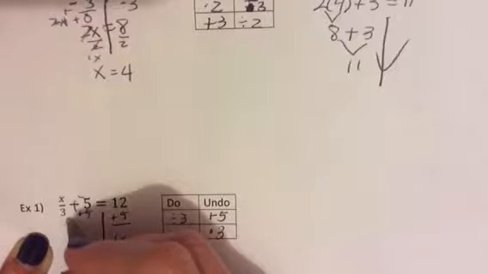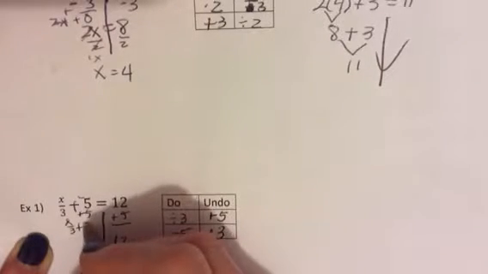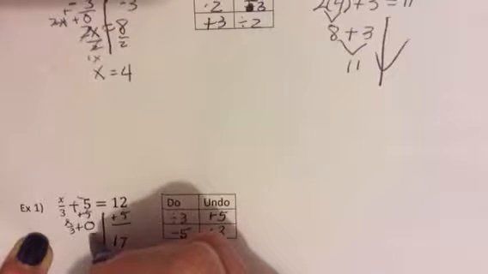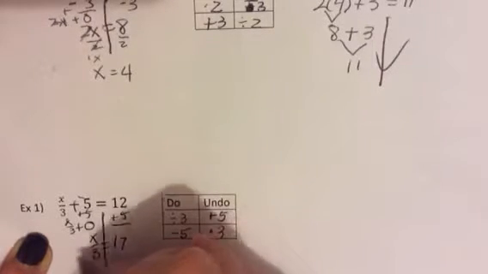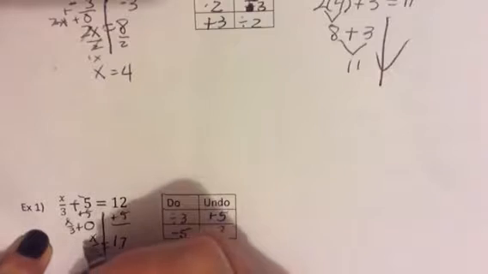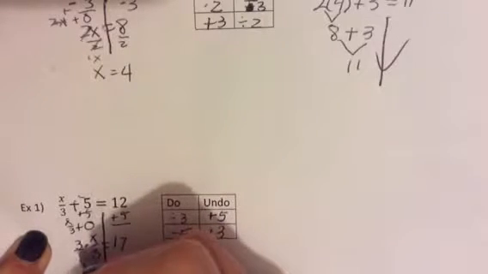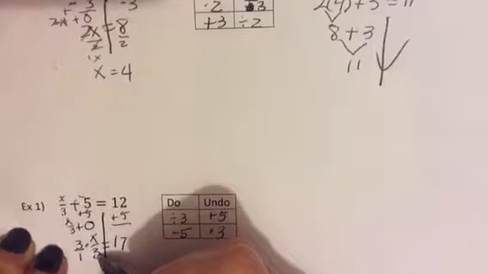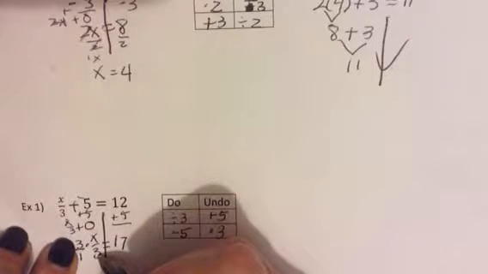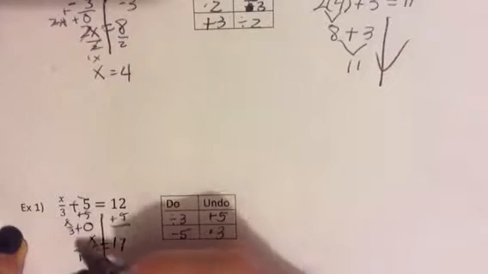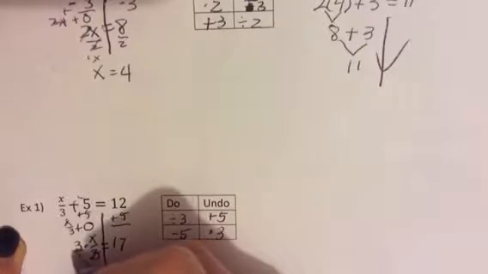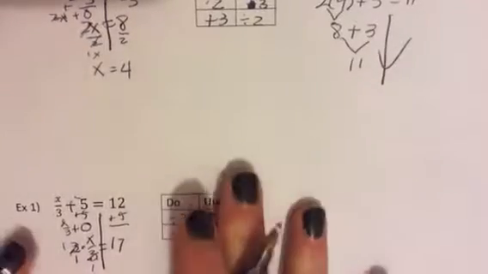You don't have to do this every time. I'm just repeating it just to get you used to it. x over 3 plus 0 equals x over 3. Then we're dividing by 3, so we'll multiply by 3. Or you can think of this as multiplying x times 1/3, and the reciprocal is 3 over 1, because this is like multiplicative inverses. And the product of multiplicative inverses is 1.